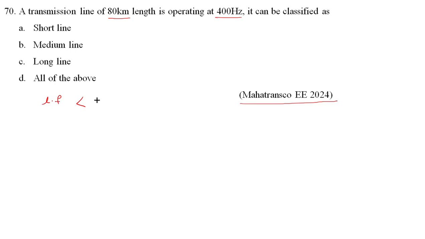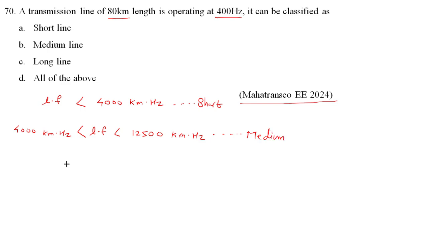So if the product of L and F is less than 4000 km Hertz, then we call that line a short line. If this product of L and F is greater than 4000 km Hertz, basically line length unit will be kilometer, frequency unit is Hertz, and if it is less than 12,500 km Hertz, then it will be medium. And if LF is greater than 12,500 km Hertz, the line will be classified as a long transmission line.